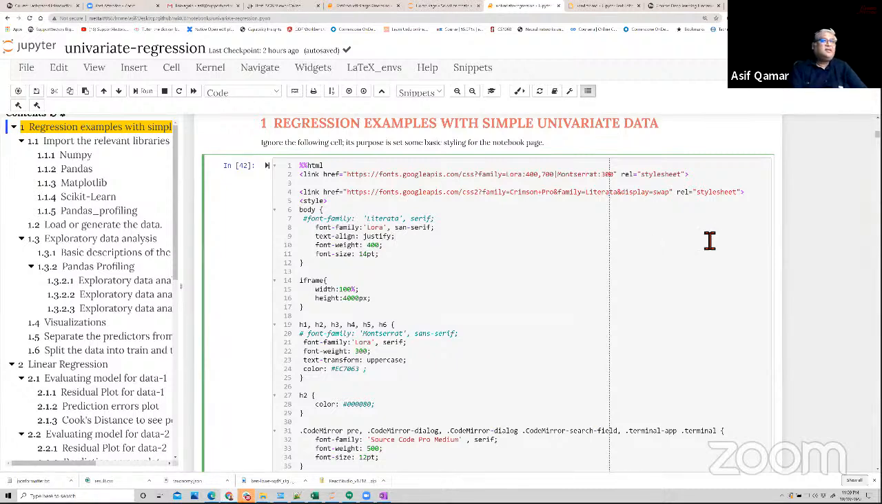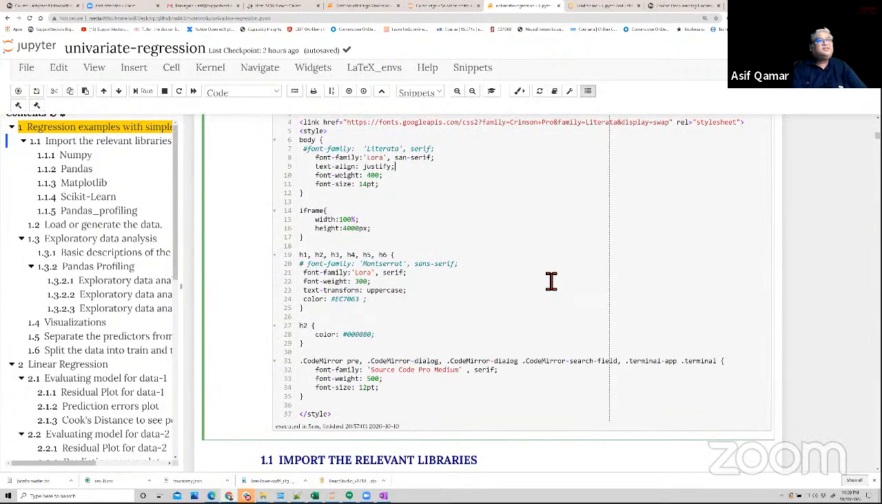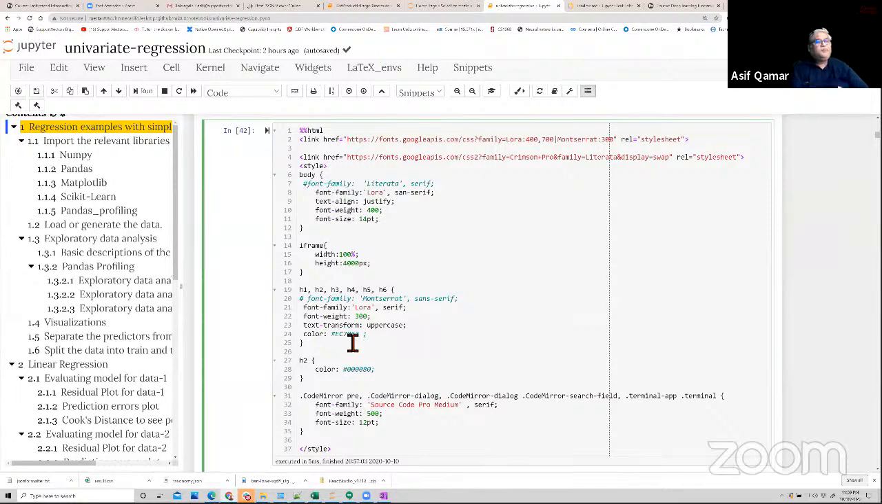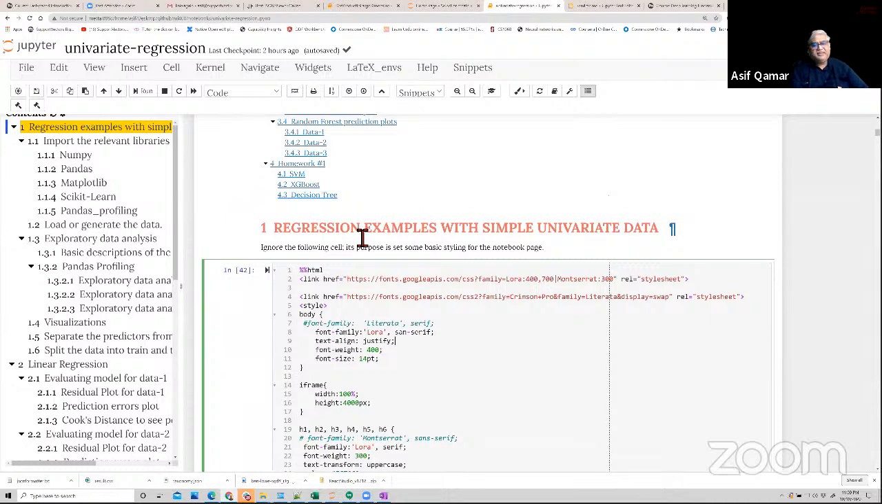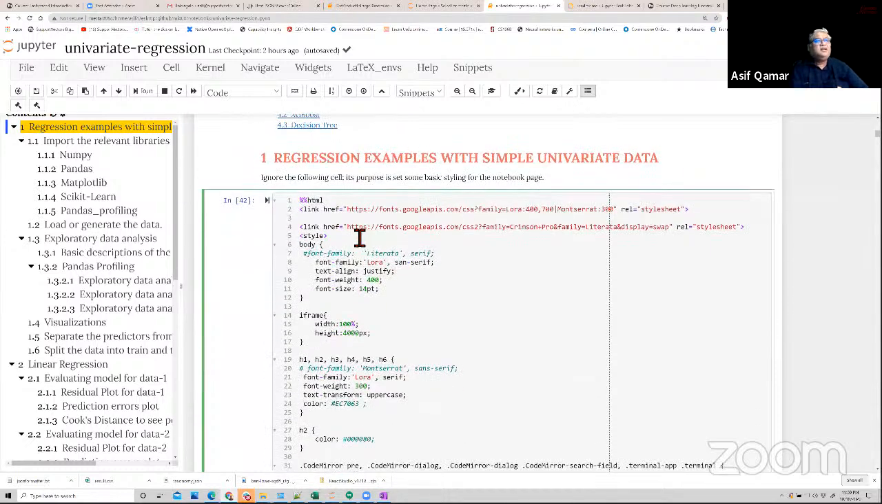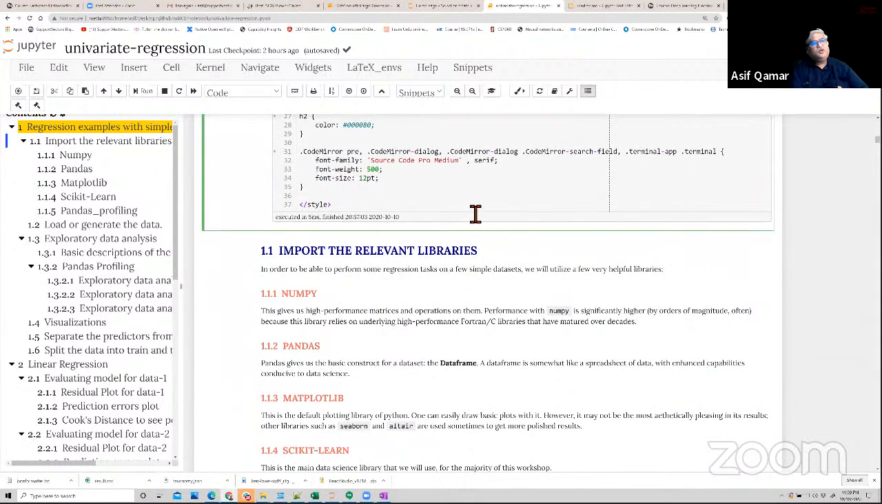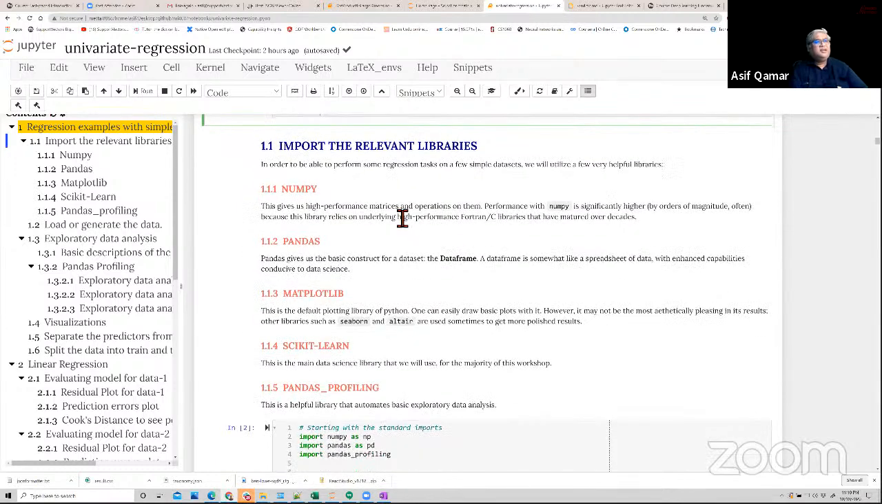The first cell that I have put here, for those of you who are familiar with HTML, is just HTML to make the page look aesthetically a little bit better. So you can ignore the following cell. As it says, its purpose is some basic styling of the notebook. So completely ignore it. When you do data analysis, as I pointed out, in the GitHub there are a few files, a few data sets. We are going to analyze them. To analyze them, we will need a few libraries.